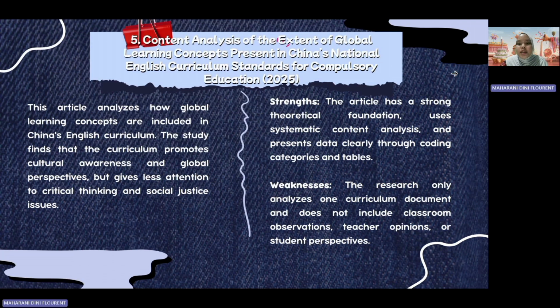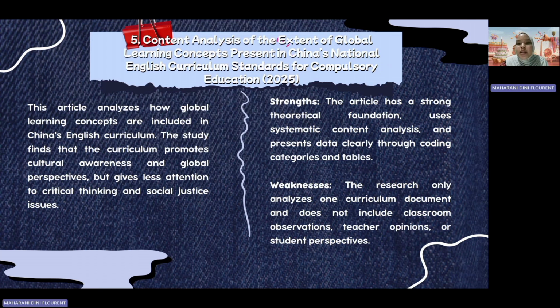The fifth article is Content Analysis of the Extent of Global Learning Concept Present in China's National English Curriculum Standards for Compulsory Education, published in 2025. This research analyzes how global learning concepts are included in China's English curriculum. The study reveals that the curriculum promotes cultural awareness and global perspectives. However, critical thinking and social justice topics receive less attention.